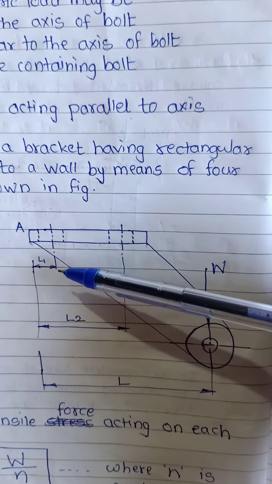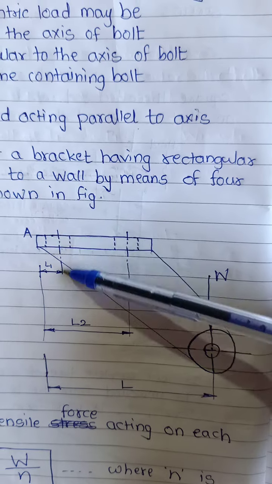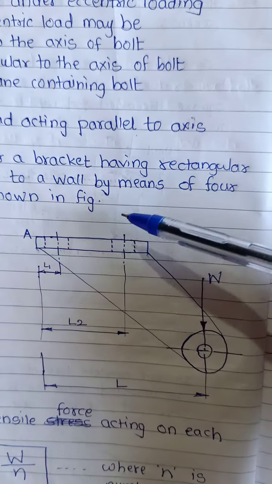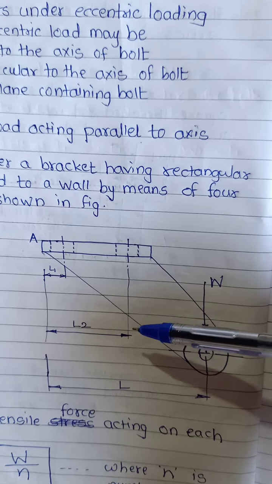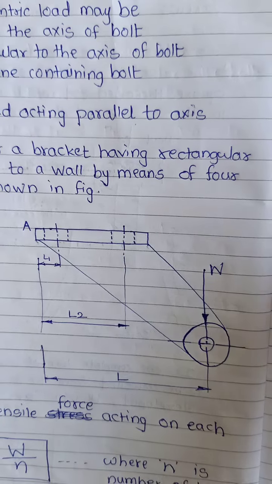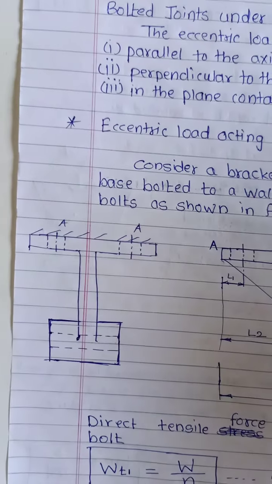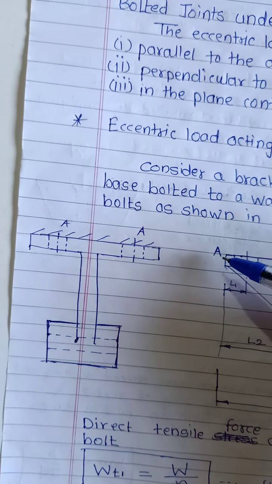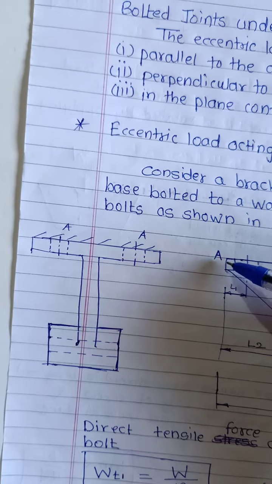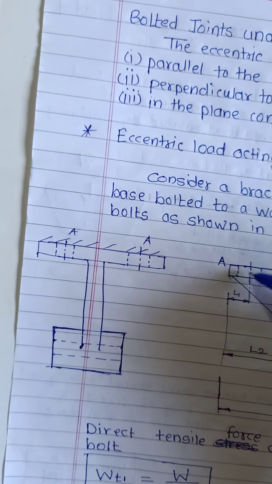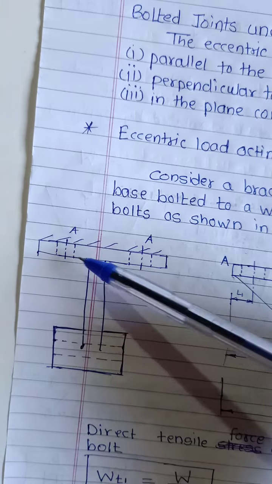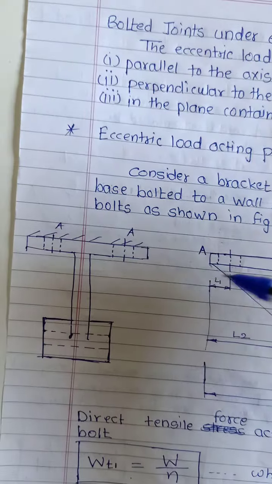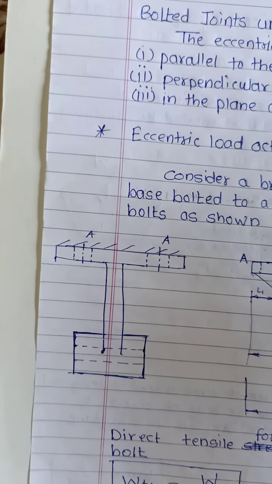Now here we have 4 bolts. 2 bolts are at distance L1 from this edge A, and 2 bolts are at distance L2. This you can see in side view. In side view, this is the tilting edge AA, and that edge in front view is shown here. Corresponding to this length L1 we have 2 bolts, and at L2 we have 2 bolts. So in total we have 4 bolts.